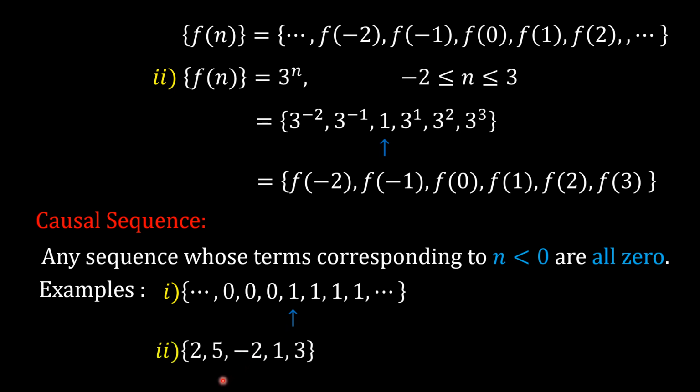Second, consider this example 2, 5, minus 2, 1, 3. So this is a finite sequence, but sometimes we need to make it an infinite sequence. In that case we will add zeros on both sides of this sequence like this. So this becomes an infinite sequence. This is also an example of a causal sequence. Now we will see some properties of sequences.